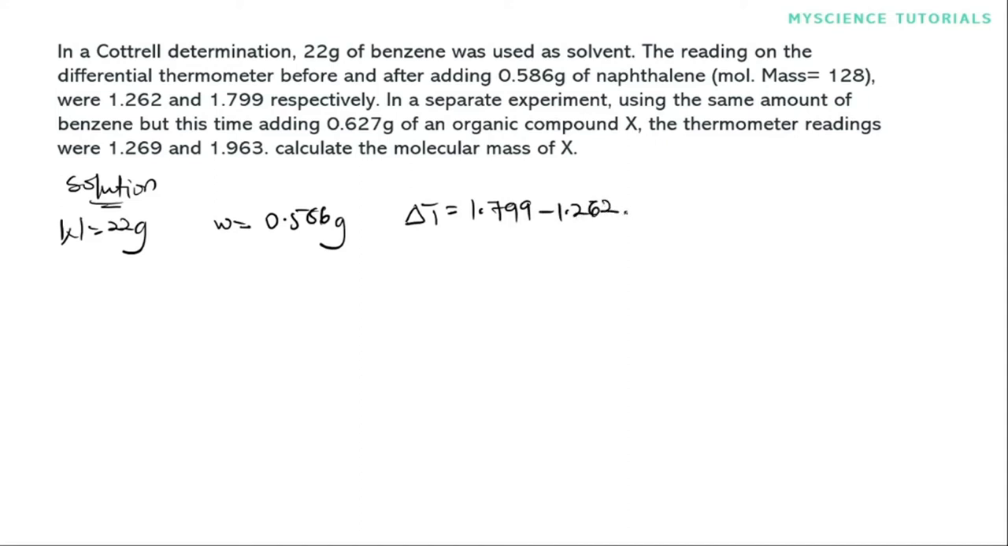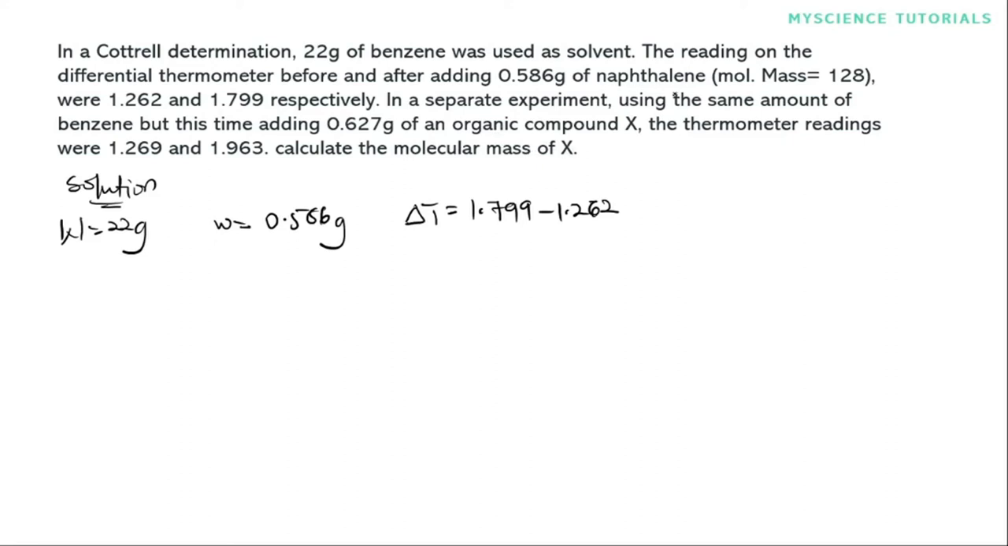Now, in a separate experiment using the same amount of benzene, but this time adding 0.627 gram of an organic compound X, the thermometer readings were this and this. So we had to calculate the molar mass of X. So the values given in the first experiment, we had to use to find KB. And after we find KB, we had to use that value of KB in the second experiment to find the molar mass of X, since we are using the same organic solvent.